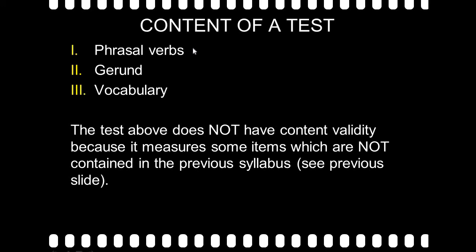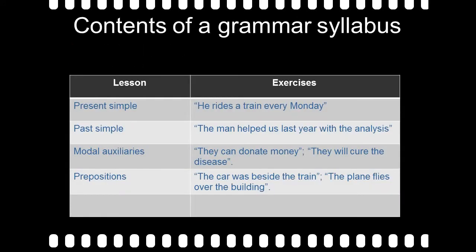You can see that the content of the test is like this. The test measures mastery of phrasal verbs. The test measures mastery of gerund. The test contains some items of vocabulary, all of which are not contained in the previous syllabus here. See, this is the previous syllabus. You have the lessons: present simple, past simple, modal auxiliaries, prepositions. So they do not match.